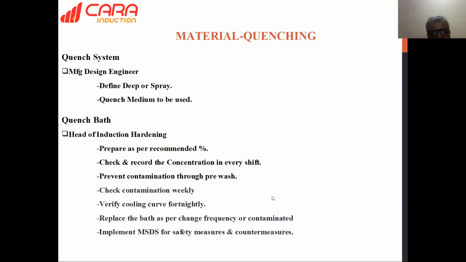For some low carbon material, around 3.35, the concentration is minimum, and a high quenching severity quenchant is required. But for crack sensitive material, we need to increase the concentration, temperature, and also the quenching polymer grade.